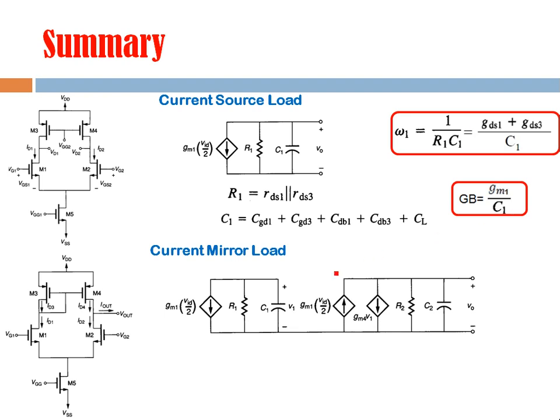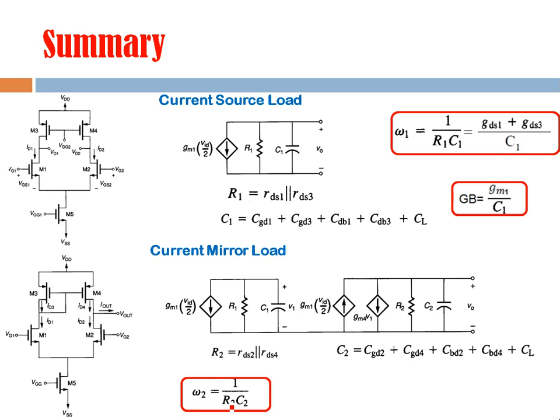In case of current mirror load, the high frequency equivalent circuit is something like this. Here R1 is given, R2 is given by this. I am mentioning only those capacitive components, those values which are between the real output and ground, and C2 is this combination. It includes load capacitance also if it is present there. For this we have seen the cutoff frequency in terms of resistance is given by this, and if we want to express this upper cutoff frequency, the 3 decibel frequency, in terms of conductance values, it is something like this, and the gain bandwidth product is given by this.